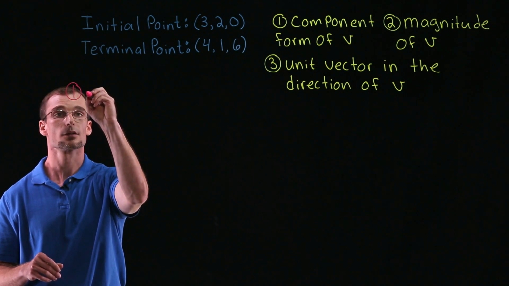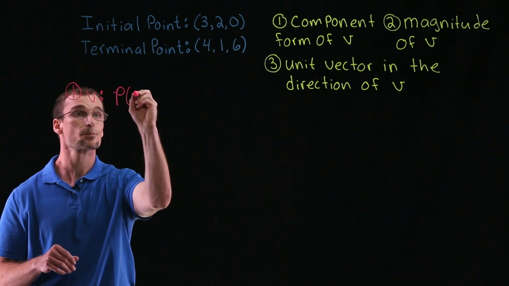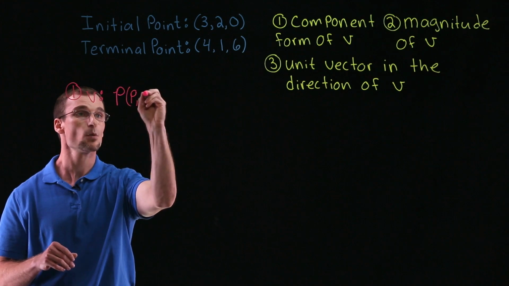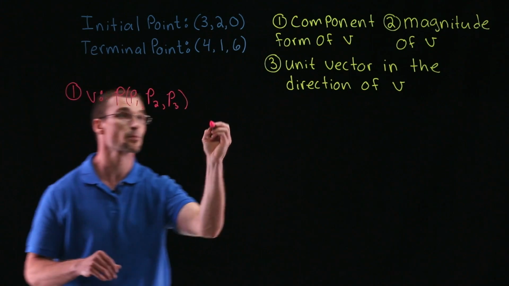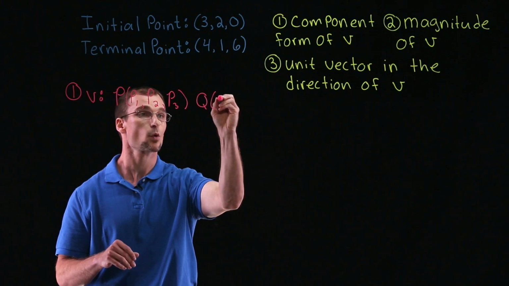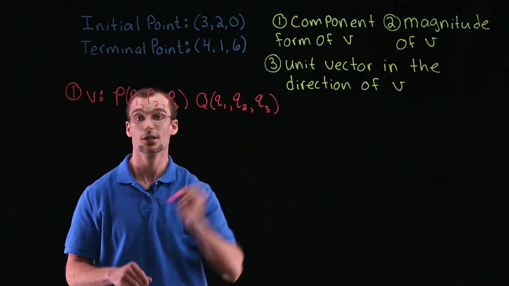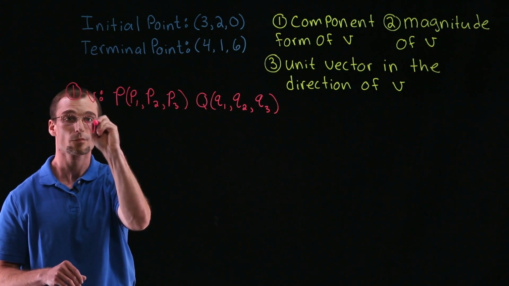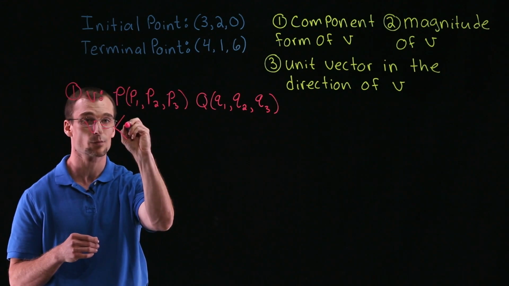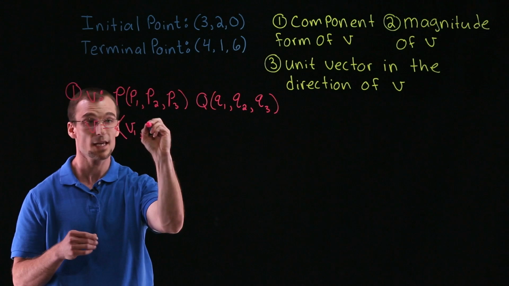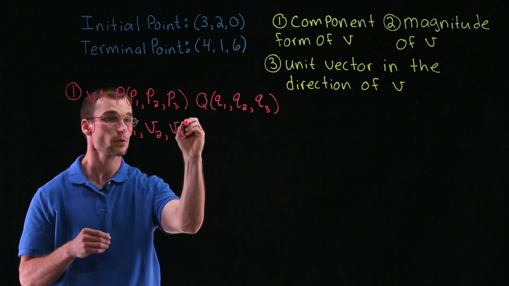Now, recall in general, for some vector v with some initial point, which we'll call P, with coordinates P1, P2, and P3, and some terminal point, call it Q, with coordinates Q1, Q2, and Q3, the component form of the vector v, which will be the same here in 3 dimensions as it was in 2 dimensions, will have components v1, v2, and v3.